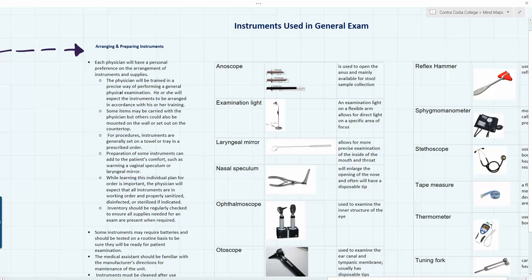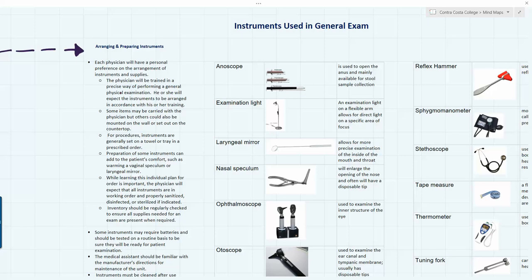However they went through the process in school, however they were taught in school, is how they are going to expect the instruments to be arranged. And so somebody will train you so that you get it right and that you have those instruments in order of the way that your provider prefers them to be. Some of those items may be carried with the physician. So sometimes, the physician probably carries the reflex hammer or the pen light with him.